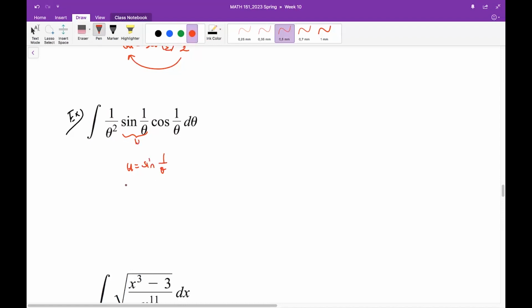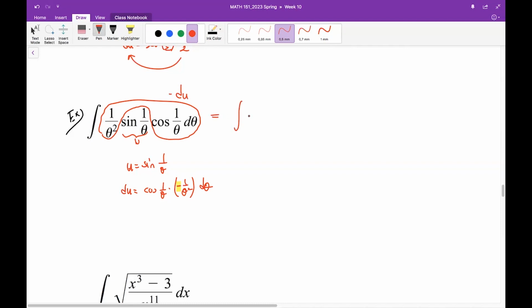Sine of 1 over theta. Now, du. Derivative: cosine of 1 over theta times the derivative of the inner part, which is minus 1 over theta squared. And don't forget, put d theta at the end. You see, this whole part appeared in du, except this minus sign, right? So that is, in fact, minus du. This part corresponds to minus du.